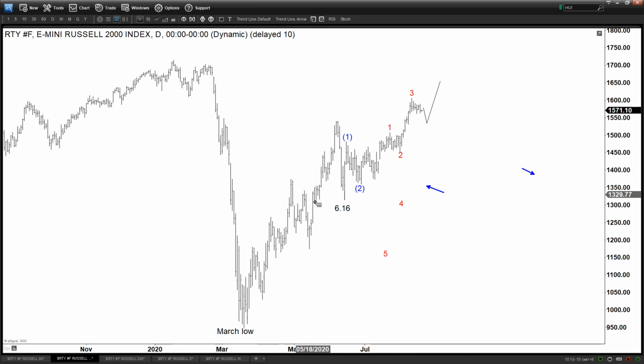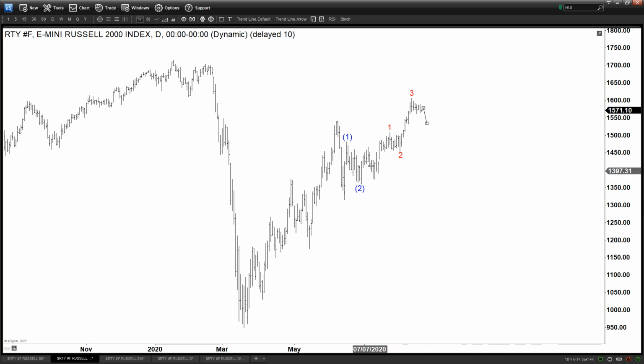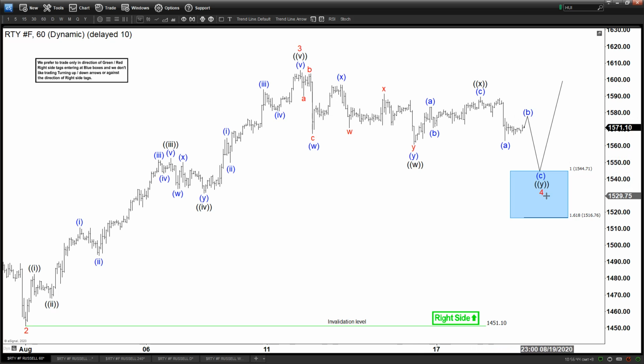And I think the key here is if we break above this 1685, then it can even be more bullish, because you cannot count this as a 1, 2, 3, 4, 5 anymore if it breaks above 1685. So bottom line is we don't like selling. And if we do get another leg lower, then this area here is going to be the support area. From here we can get at least another leg higher, or at least a 3-wave bounce from the blue box.